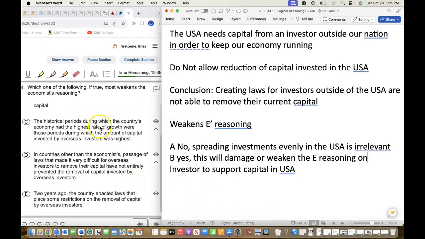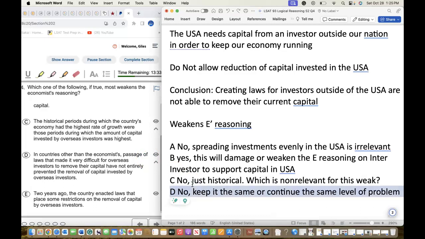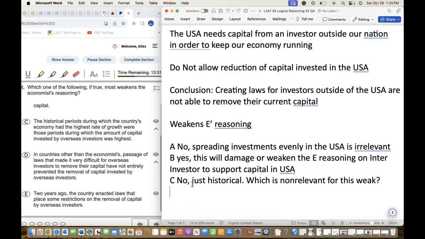The historical periods during which the country's economy had the highest rate of growth were those periods during which the amount of capital invested by overseas investors was highest. I'm going to say no. And the reason why I'm going to say no is because it's kind of historical, which is not relevant for making a statement weaker.